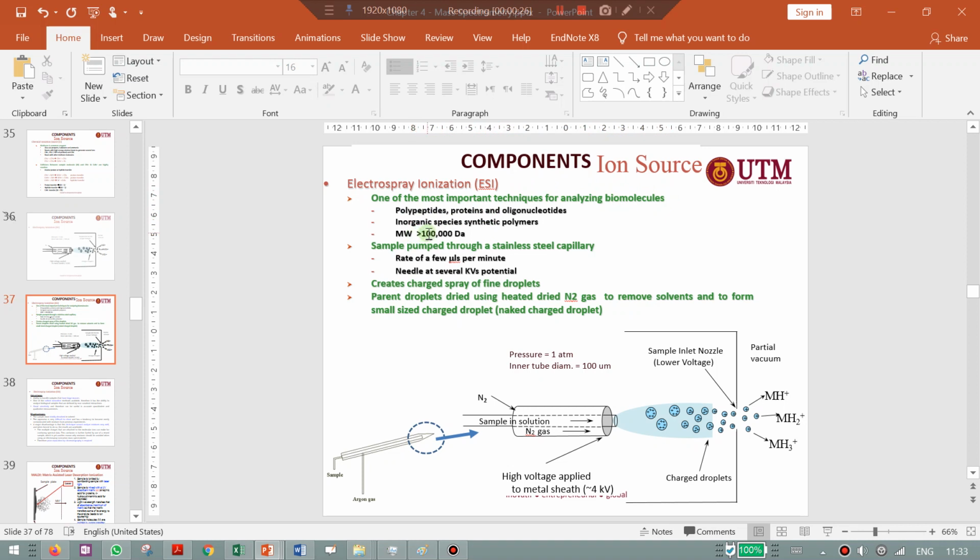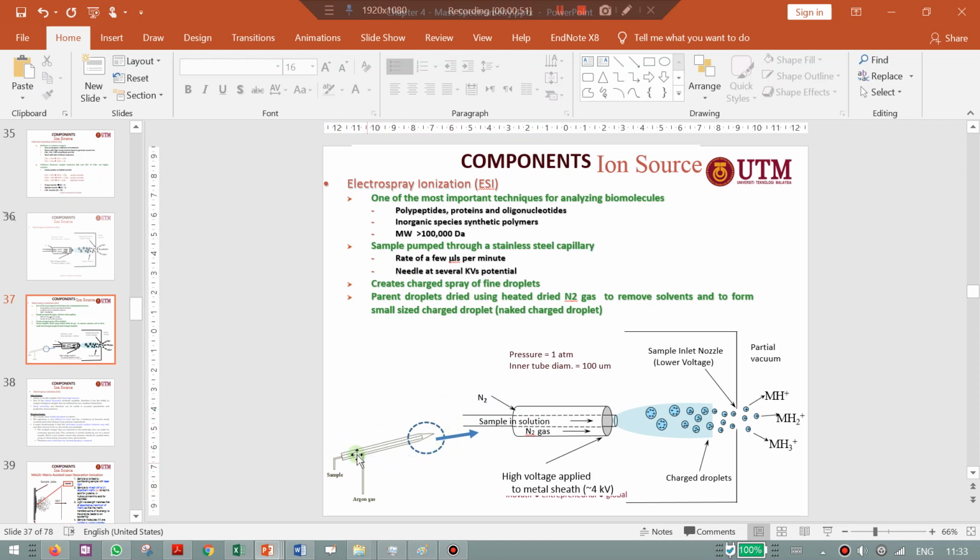In the electrospray technique, the sample is pumped through a stainless steel capillary at a rate of a few microliters per minute. The needle has several kilovolts of potential applied at its tip, and near the tip we also have heated nitrogen gas.